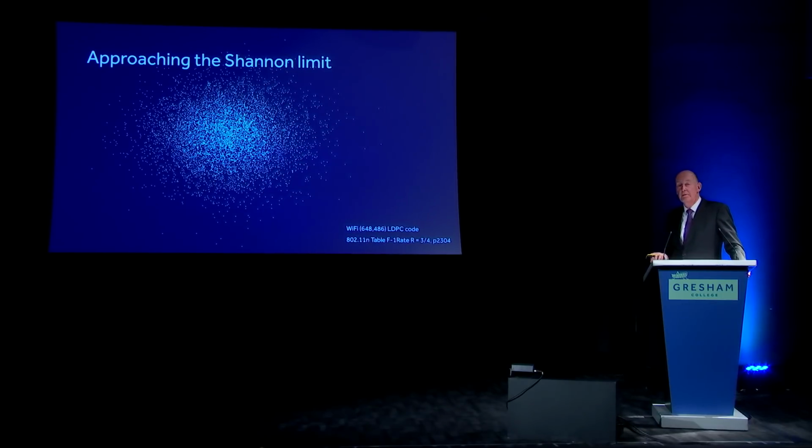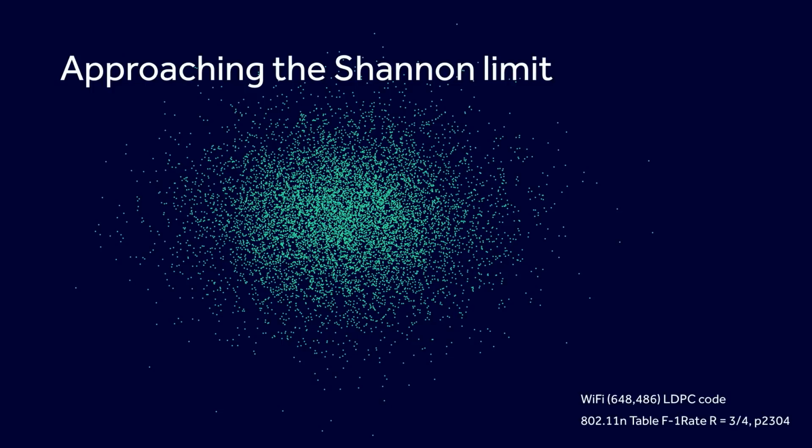This is the code used in, if you've got an up-to-date Wi-Fi system, and it supports what's called 802.11n, you can go and look at table F1, rate 5/6 code. Page 2304 was where I found it. Just to polish my halo, pointing out that I scanned through 3,500 pages of standards looking for this, ladies and gentlemen. This is a block of 648 bits, of which 486 are data. And this is my little visualization of it on a single plane.